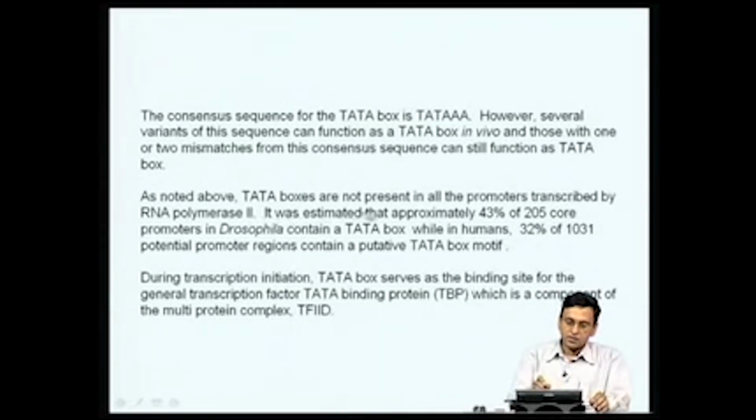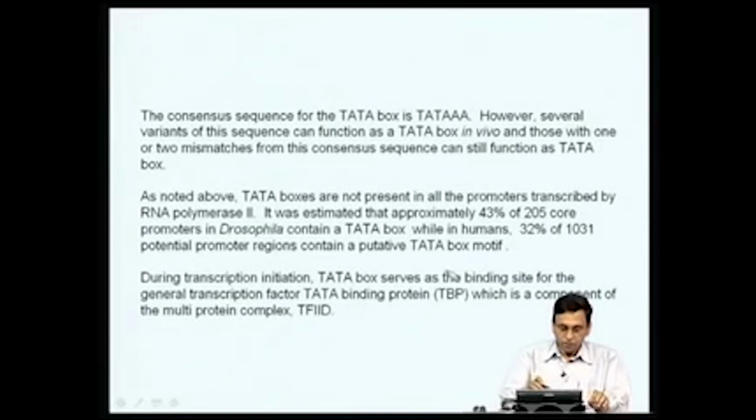Now, the TATA boxes are not present in all the promoters transcribed by RNA polymerase II. Most of you who have studied some basic textbooks in eukaryotic gene expression probably think, the moment you ask how transcription is initiated in eukaryotes, you will say TATA box. TATA box is the place where the pre-initiation complex is assembled, and that is where transcription initiation takes place. But remember, TATA box is not the only core promoter element, and there are many promoters which actually lack a TATA box.